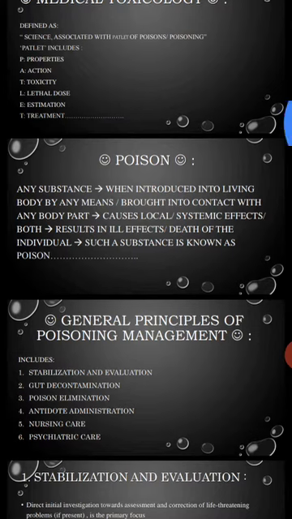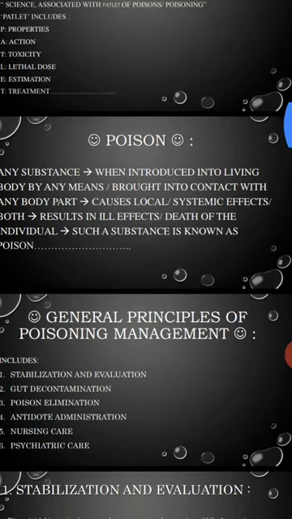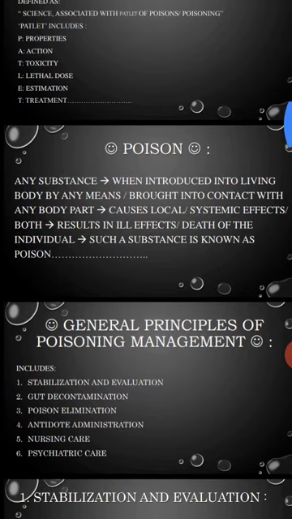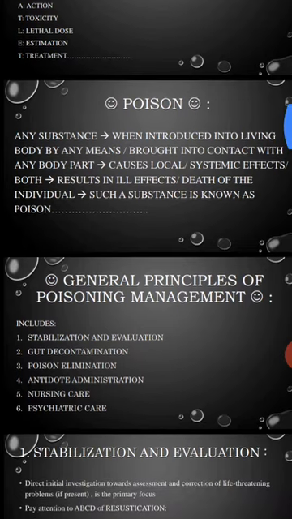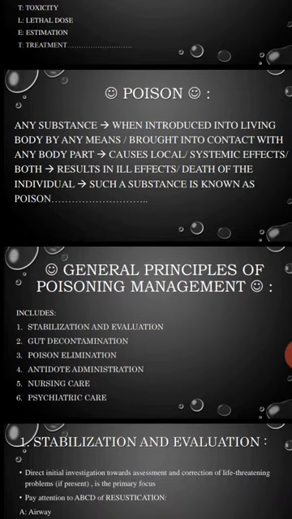So once poisoning has happened, what procedure do you have to follow in order to overcome the poisoning? That is called the general principles. When you know the general principles, you can apply them to any poisoning, depending upon the type of poisoning. With this you can pick some or more steps for the management of poisoning cases. This is called the general principles of poisoning and management.